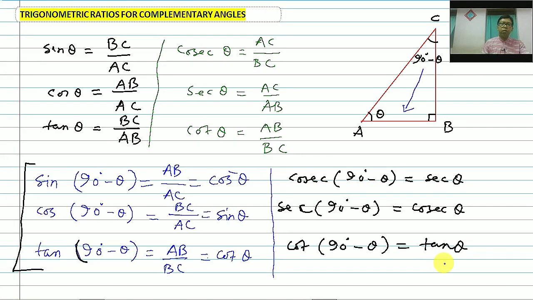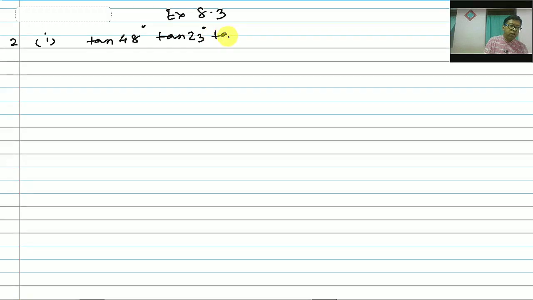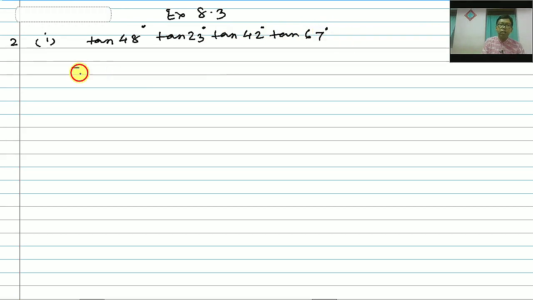Now I shall take few examples from NCERT book so that this chapter may be clear to you. Okay, first example, taken from exercise 8.3, question number 2. So first question is tan 48 degree into tan 23 degree into tan 42 degree into tan 67 degree is equal to 1. You have to show this one.